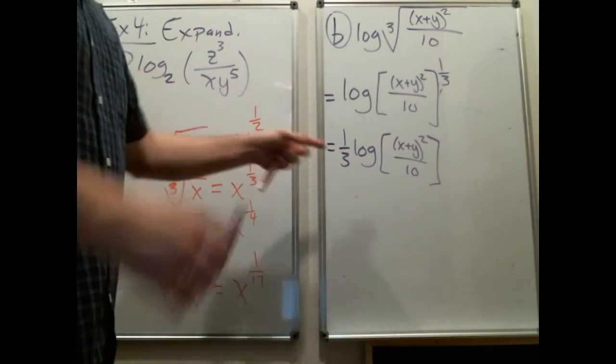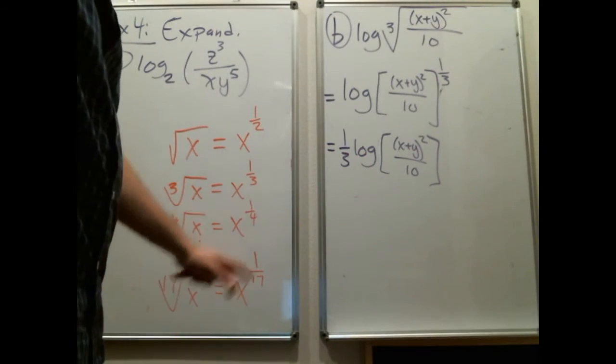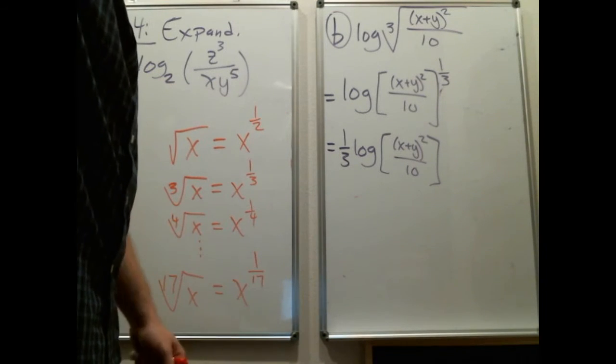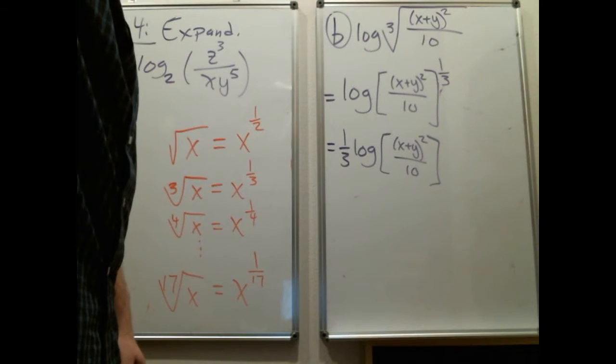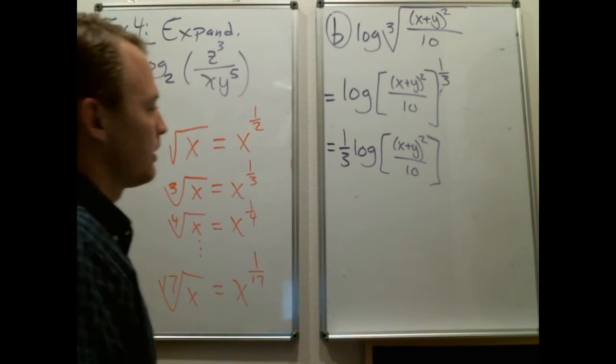And you could use parentheses instead of brackets if you want. Now this will allow you to start with the quotient rule. So I want you to pause it and try to take it from here and do your best to simplify it. Use me as a guide if you get stuck.